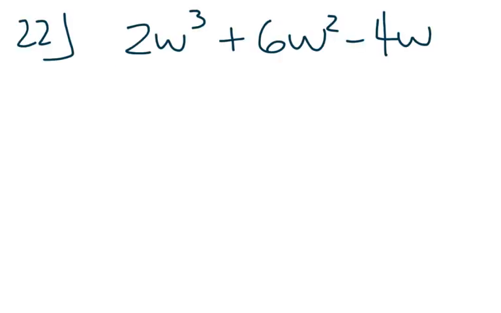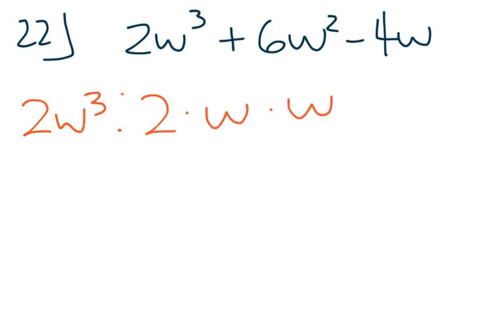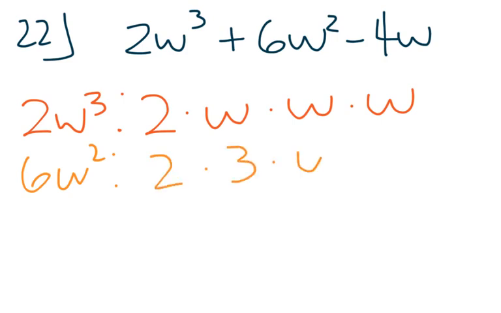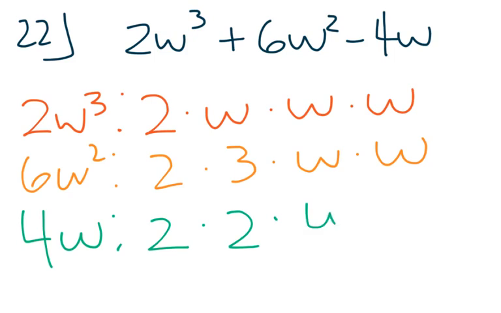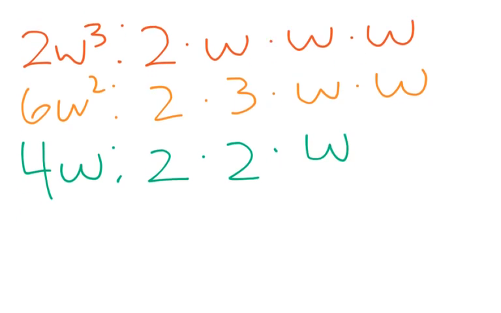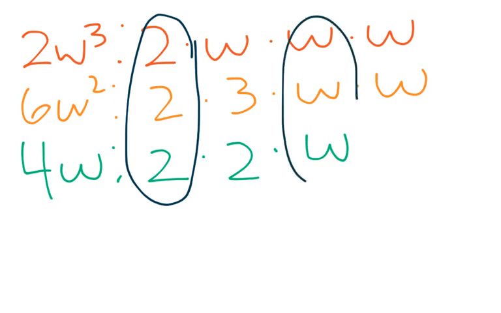Let's look at 22. So we have 2w to the third. That's 2 times w times w times w. We have 6w squared. That's 2 times 3 times w times w. And then we have 4w. So that's 2 times 2 times w. So let's look for what they have in common. They have the 2 in common, and they have the w in common.